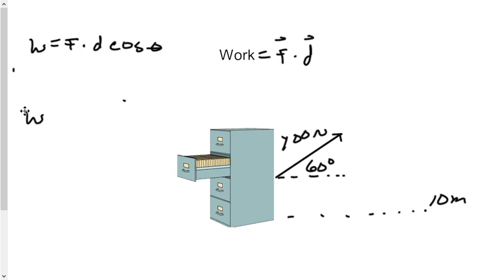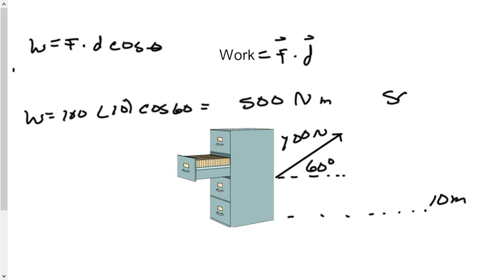So work is 100. We're going to multiply that by the distance of 10, and then multiply that by the cosine of 60. Then we end up with 500. And what would the units be for this? Well, force is measured in newtons, and distance or displacement is measured in meters. Now guys, this is a scalar quantity when we're done. When we do a dot product, we end up with a scalar quantity, meaning that there's no angle or direction associated with this.